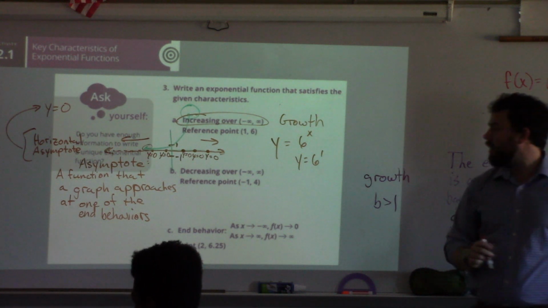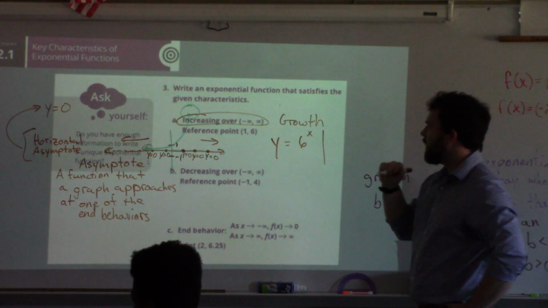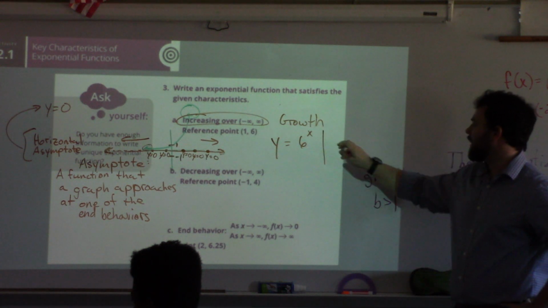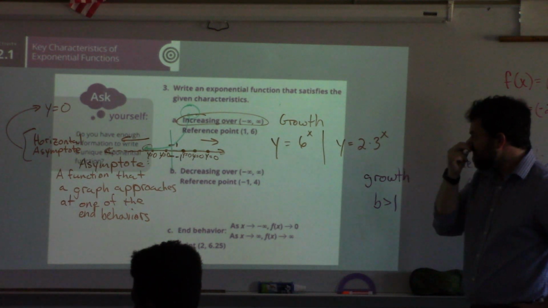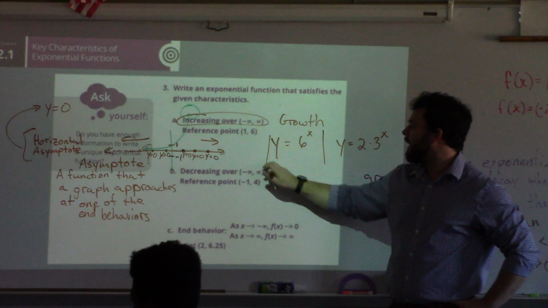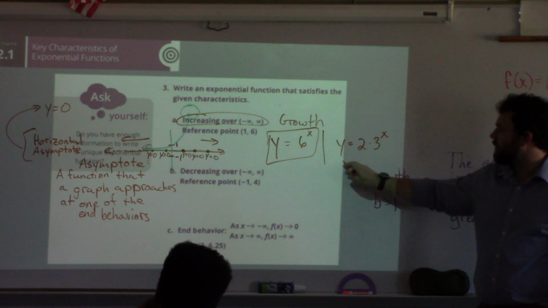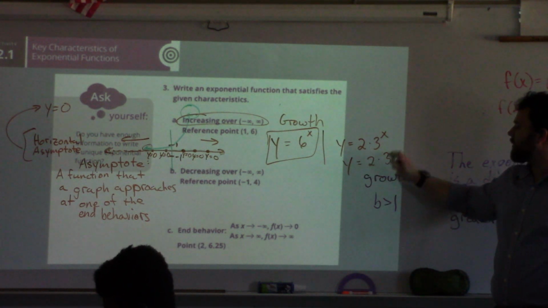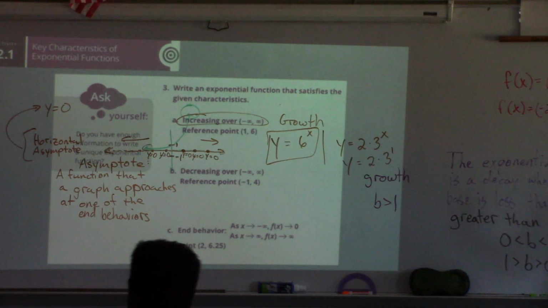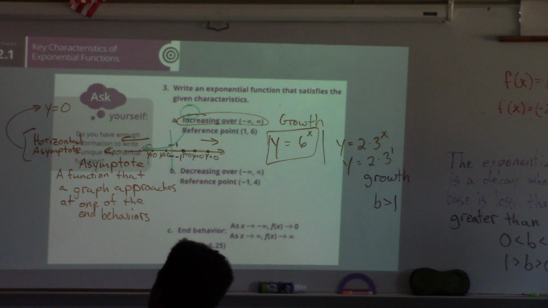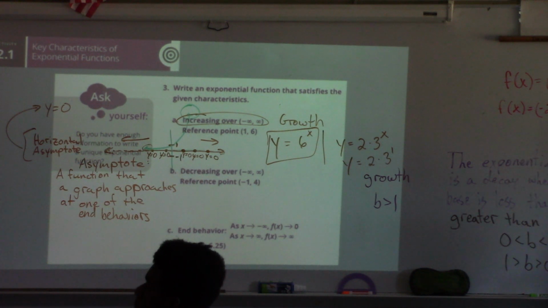That is an option. We're not going to get into all the different specifics, but there are other ways that we could do this. For example, I could have done y equals 2 times 3 to the x. We haven't looked at what are called transformations yet. We will soon. But notice this is also an option because what is 2 times 3 to the first? 6. So that's another exponential equation that would get that reference point. It would also be increasing because it's an exponential growth.